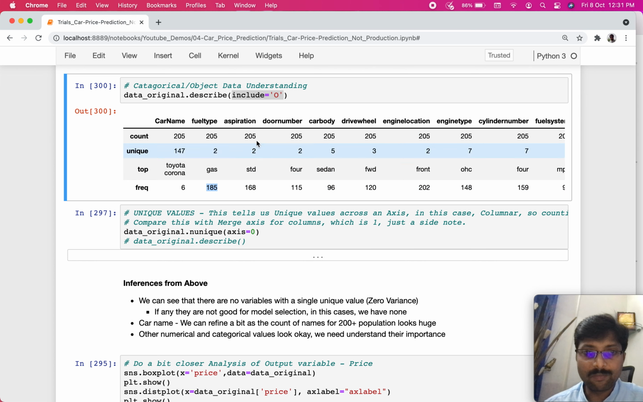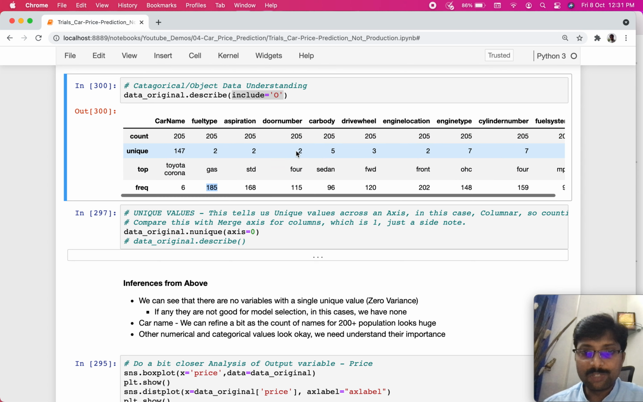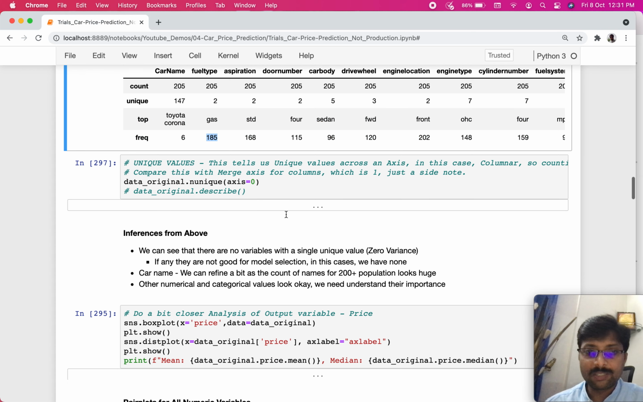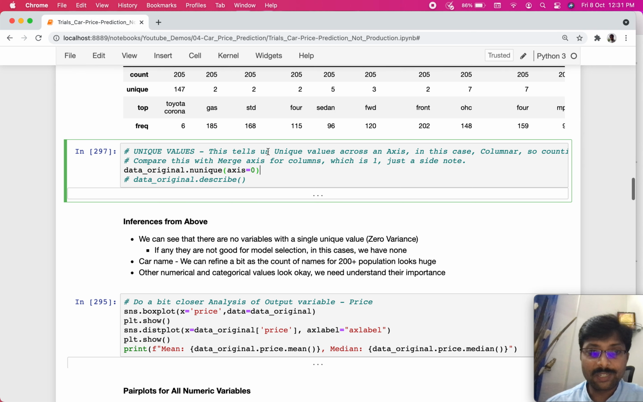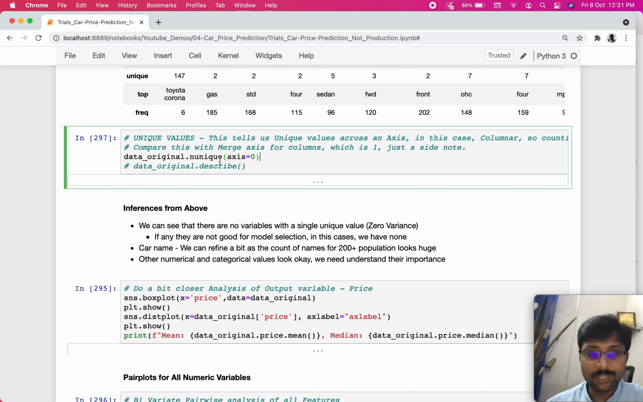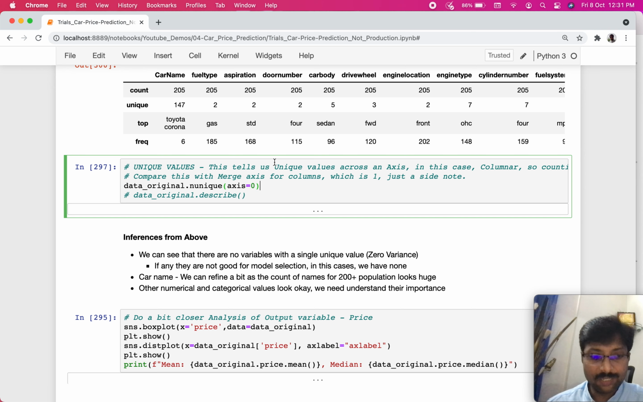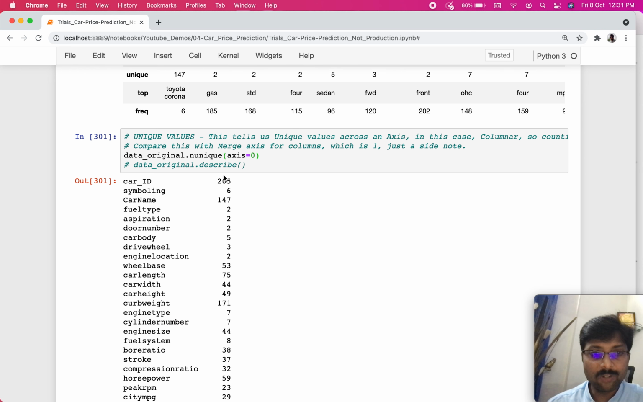And then aspiration, and each categorical parameter: you can see how many unique values exist and what the top frequency is, and things like that. Moving further, another way of looking at unique values is calling the nunique method with axis equal to 0, which indicates each column, and shows how many unique values exist in each column.